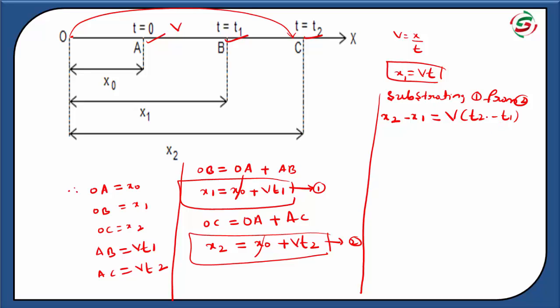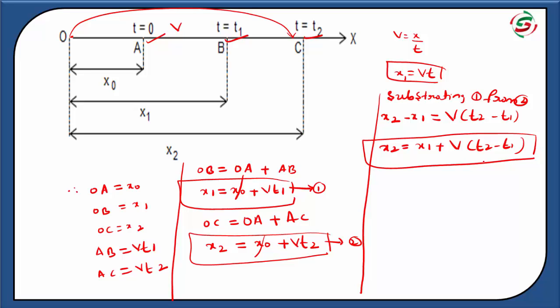When you subtract equation 1 from equation 2, x2 minus x1 is equal to V into T2 minus T1, or x2 is equal to x1 plus V into T2 minus T1. This is the equation for uniform motion. It is a very simple concept. The body moves along a straight line with uniform velocity V.